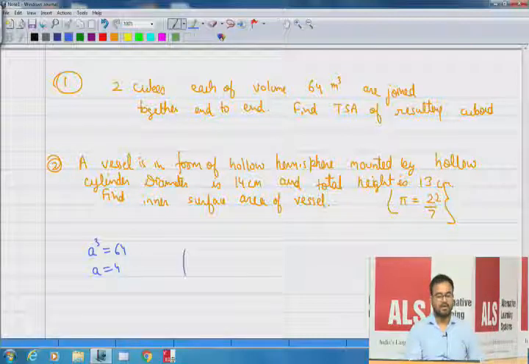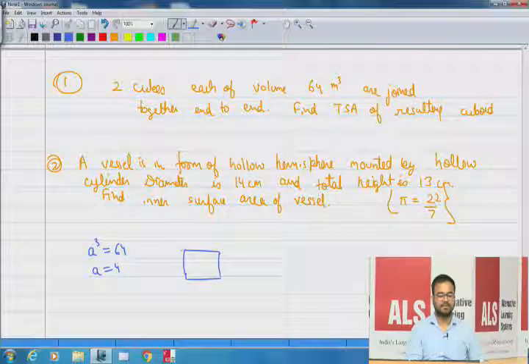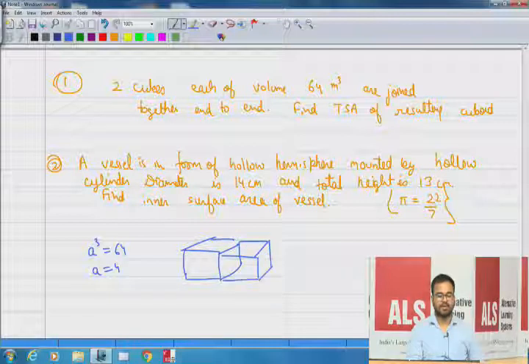Now the diagram will be somewhat like this. This is one cube and this is another cube. They are joined from end to end. So you can see that the length will be 4 plus 4, which is 8. The height is still 4 and the breadth is still 4.